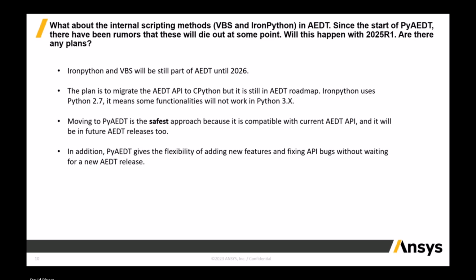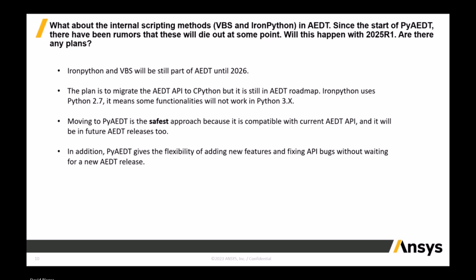There is no plan to deprecate VBS or IronPython in AEDT, so no worries if you are still using IronPython in AEDT. But the plan is starting the deprecation in 26, but it will not be total deprecation. It means that if you are using the AEDT API, you will be able to use CPython because the plan is to migrate the interpreter of the electronic desktop to CPython. Currently, it's IronPython, and the problem of IronPython is that it's frozen in Python version 2.7. So all the new features of Python, all the new efficiencies are not compatible with Python 2.7. For that reason, future versions of electronic desktop will migrate to CPython for sure, but it's still in the AEDT roadmap.